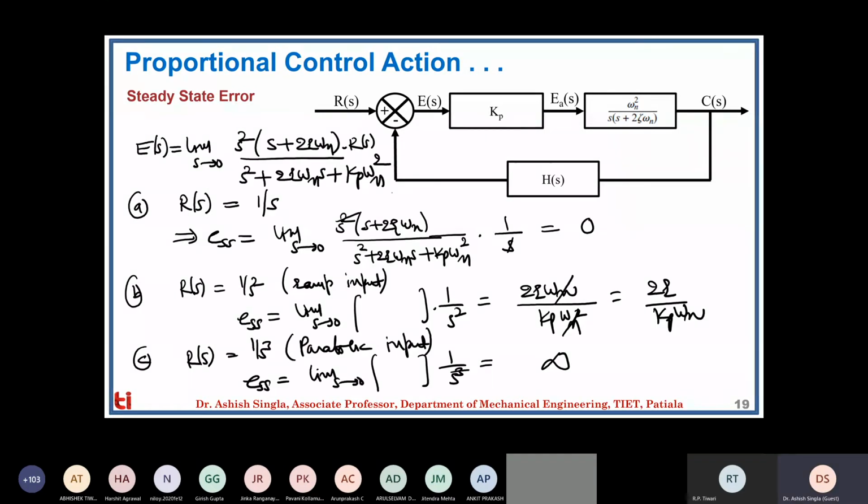Let's see what happens if we choose a step input. For step input, the corresponding Laplace transform is 1 by s. So this 1 by s will come over here and this one s will cancel with this s, but there is still an s in the numerator. That will make the steady state error go to 0. So what is the crux? For step input, proportional control action can be used because it will give us a 0 steady state error.